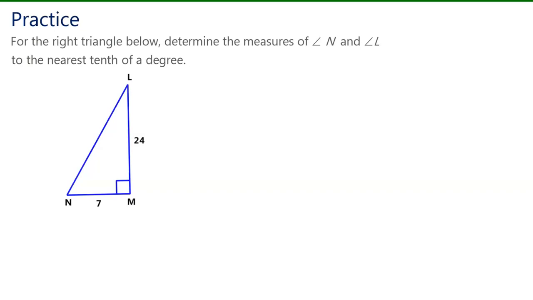Let's do some practice right away. For the right triangle below, determine the measures of angle N and angle L to the nearest tenth of a degree. You may wish to hit pause here and try this on your own.